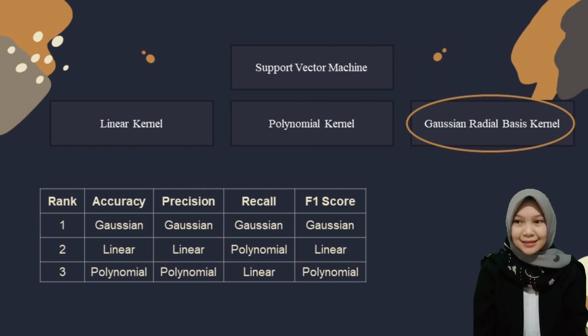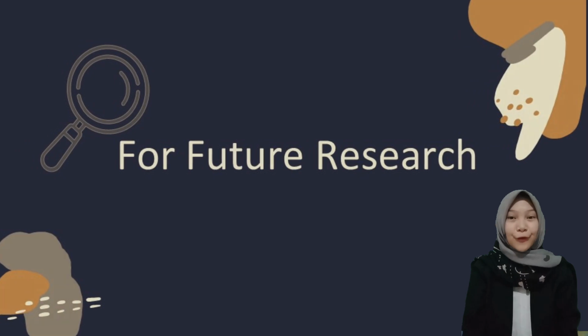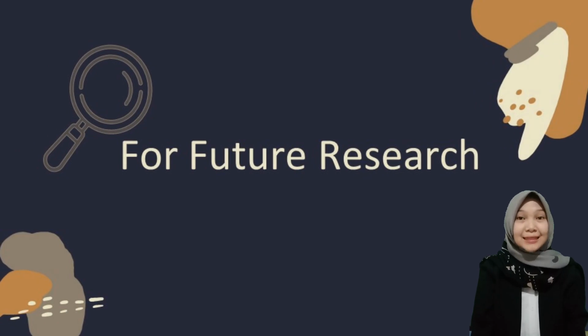There are differences in recall. Polynomial kernel is in second place, while linear kernel is in third place. For future research, using a larger dataset is highly recommended. Also, we believe future research can modify or develop this method to give the best accuracy for predicting or classifying other diseases.